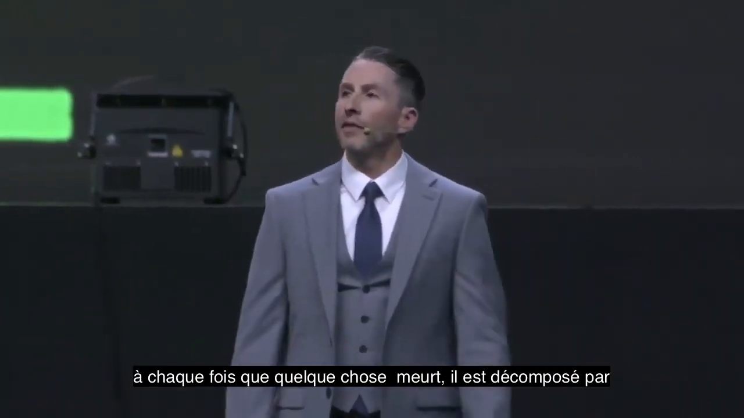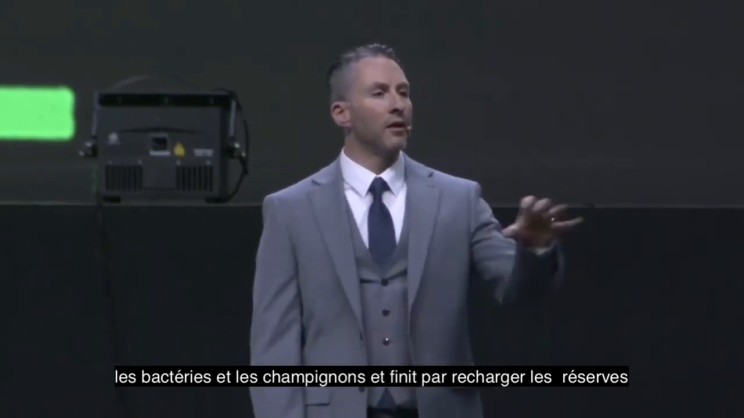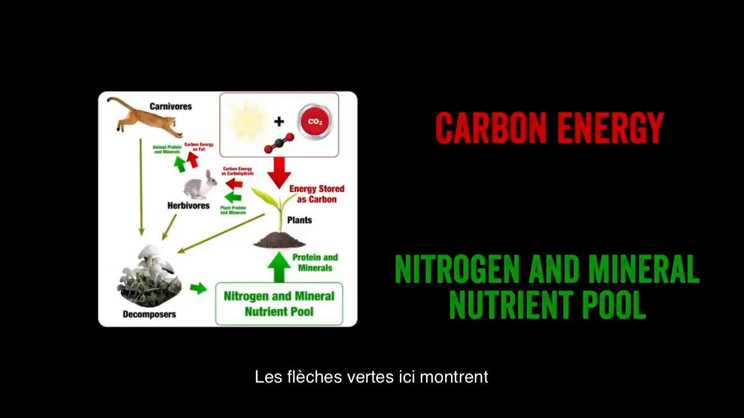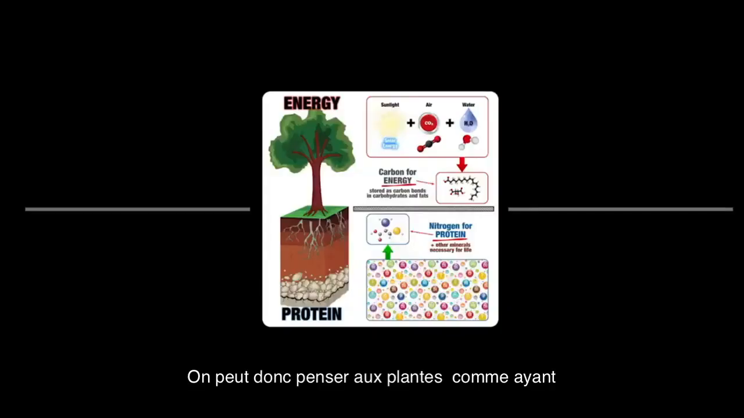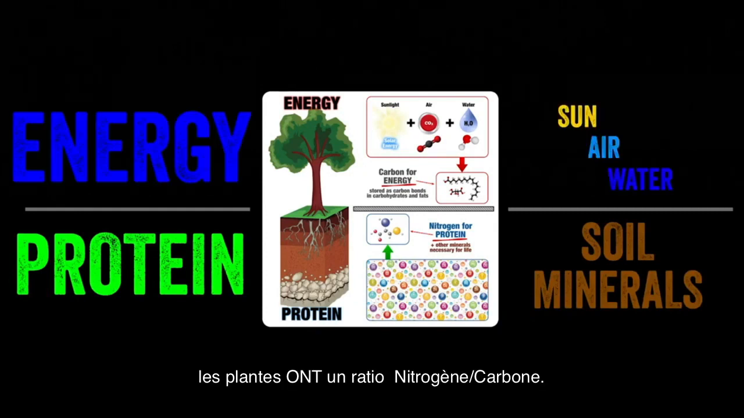And then anytime anything dies, it gets decomposed by bacteria and fungi and goes back into the nitrogen and mineral nutrient pool. So the green arrows here show the nitrogen cycle, and the red arrows show the carbon cycle, and this is just how the whole system works. So your plant could be thought of as having a protein to energy ratio or a nitrogen to carbon ratio. And in fact, plants do have a nitrogen to carbon ratio.